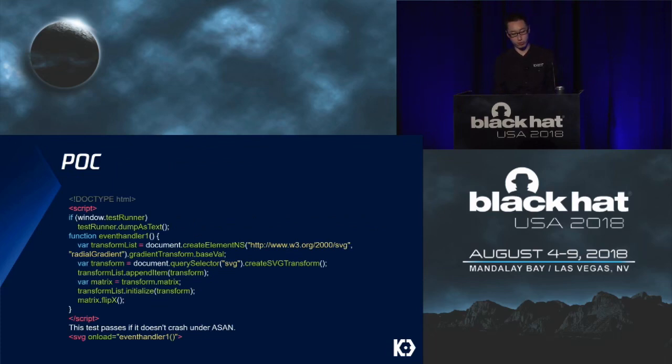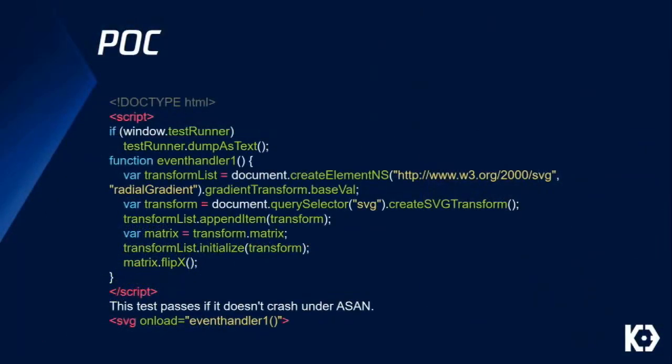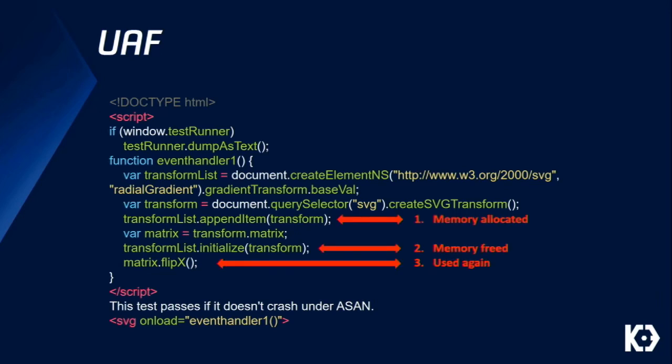This is the proof of concept. It has been public for many years. You may need to test it under ASAN to trigger a crash. From the code, we can see it is actually a classic UAF vulnerability related to the transform list element. To exploit it, we need to figure out when the memory buffer is allocated and freed, and what the memory buffer is used for.